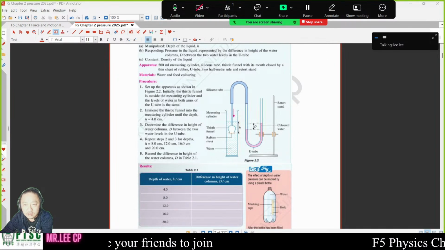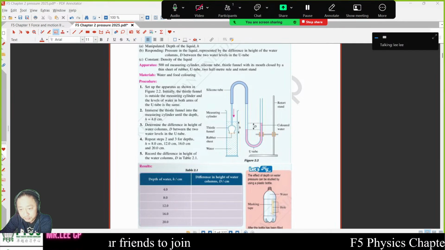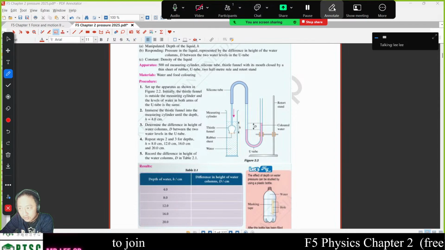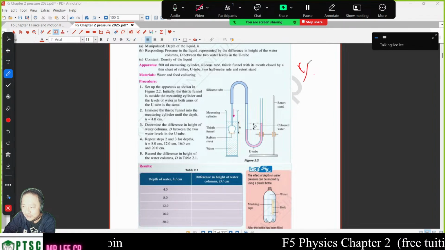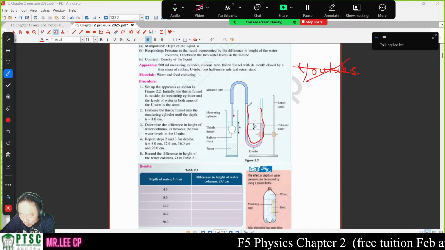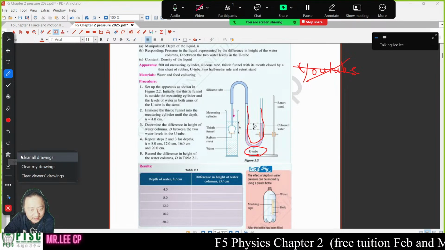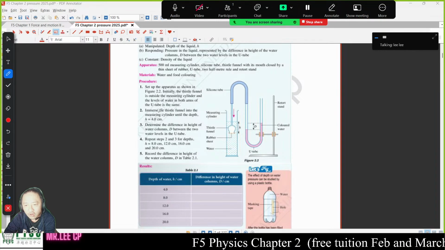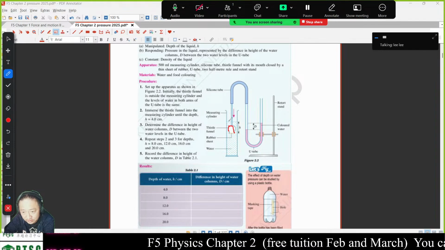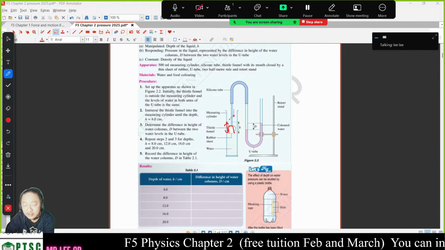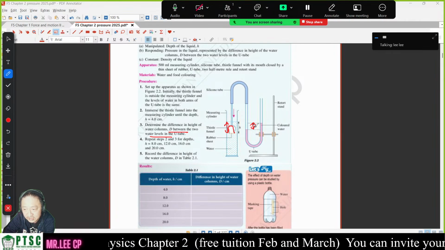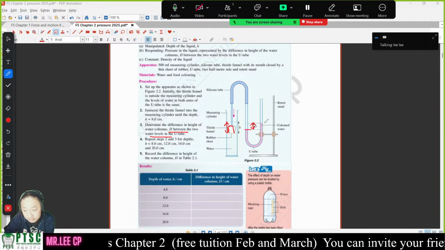So the procedure is you prepare this U-tube, all right, this is called a U-tube. Okay, so you immerse the tester funnel into the liquid 4 cm. You record this D. This D represents the pressure, the difference from here to here.